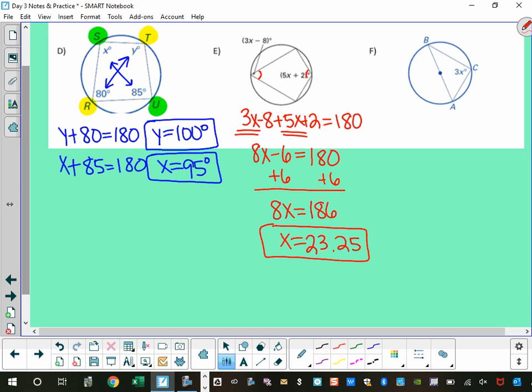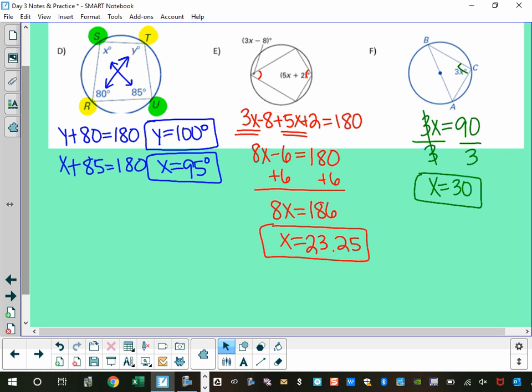All right, number F. I have a triangle, so I'm looking for that right angle. Which one will be my right angle, A, B, or C? C. So, to solve this, I'm going to have 3x, which will equal 90, because that is my right angle. When I divide by 3, I am left with 30.